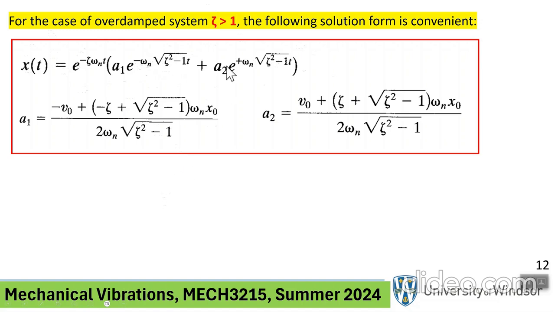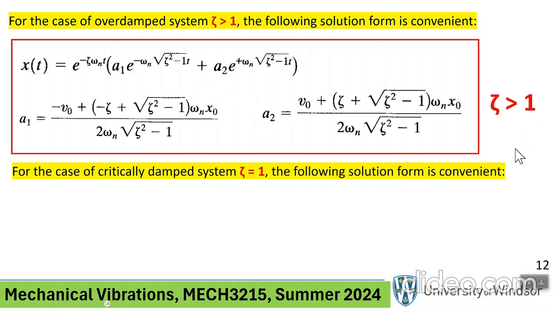Now, A1 and A2 depend on the initial conditions, and they're listed here. So if I give you x naught and v naught, and if you know that zeta is bigger than 1, here is A1, here is A2. Get these, stick them in that equation, and you have your response. Okay? Zeta bigger than 1, overdamped system.